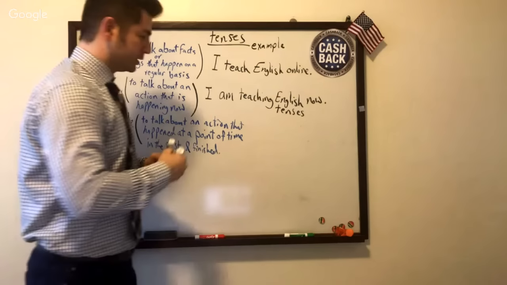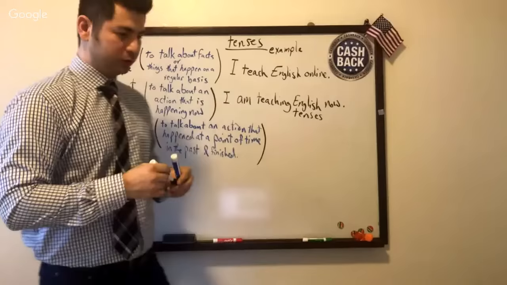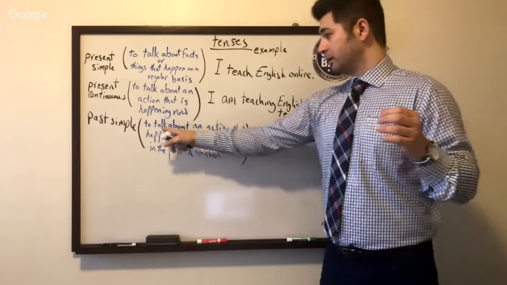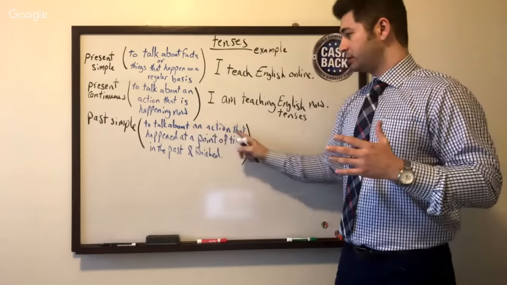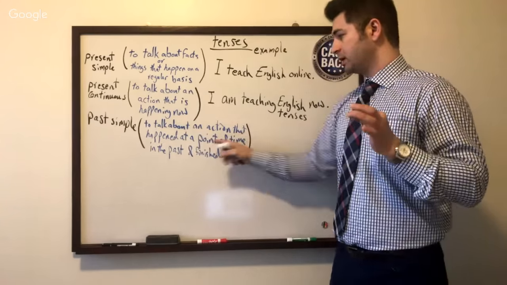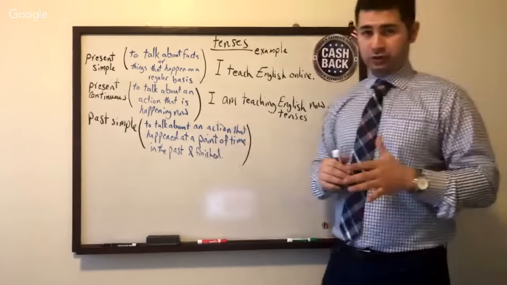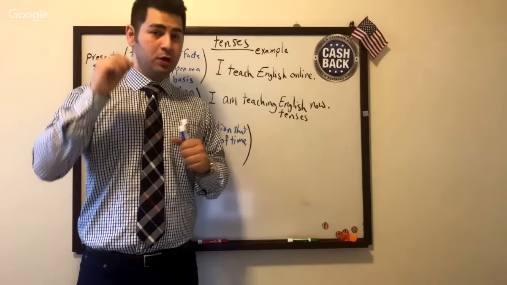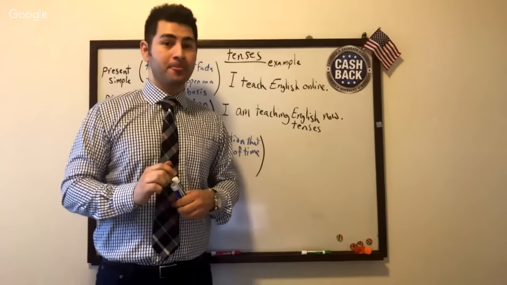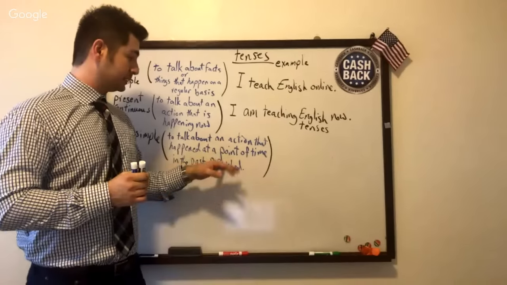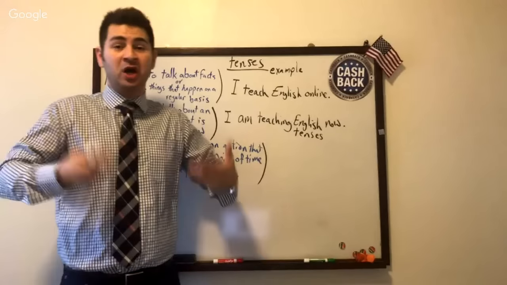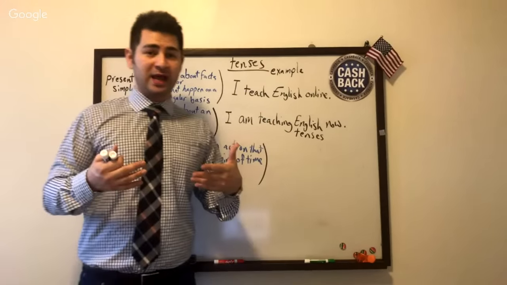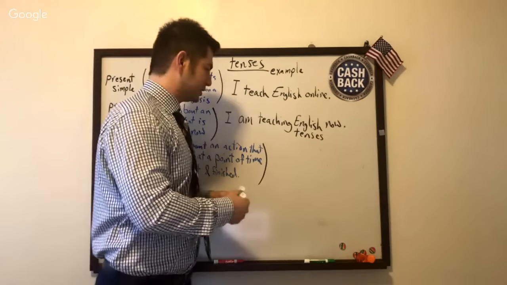We talk about an action that happened at a specific point of time in the past and finished. I taught English in South Korea. That happened at a point of time in the past. I'm not teaching in Korea anymore. It's an action that happened in the past and finished. So I have to use simple past.